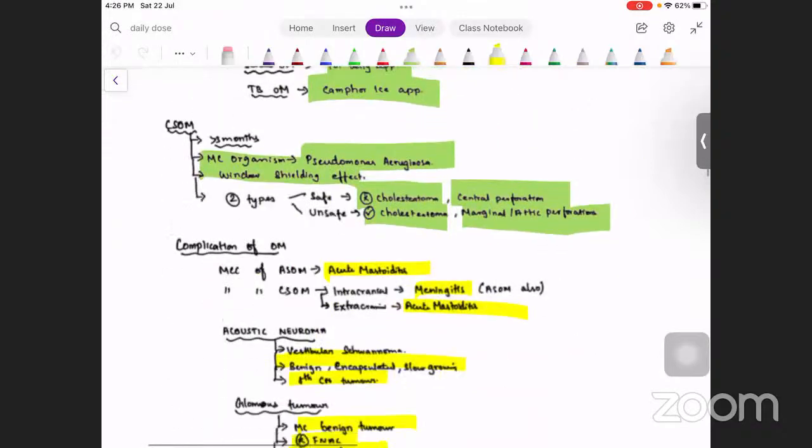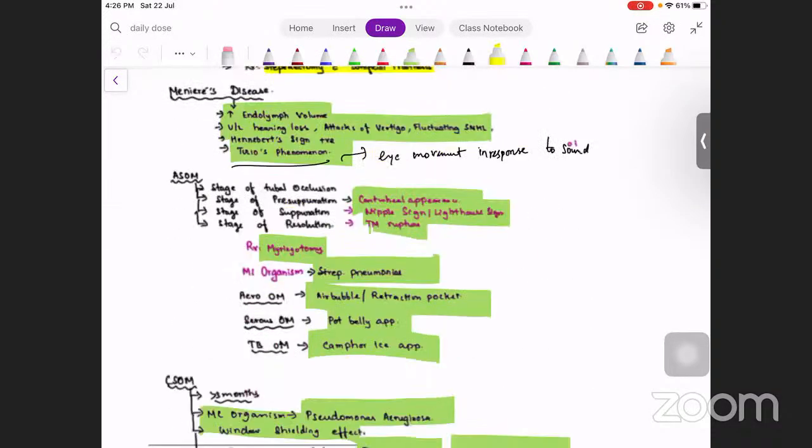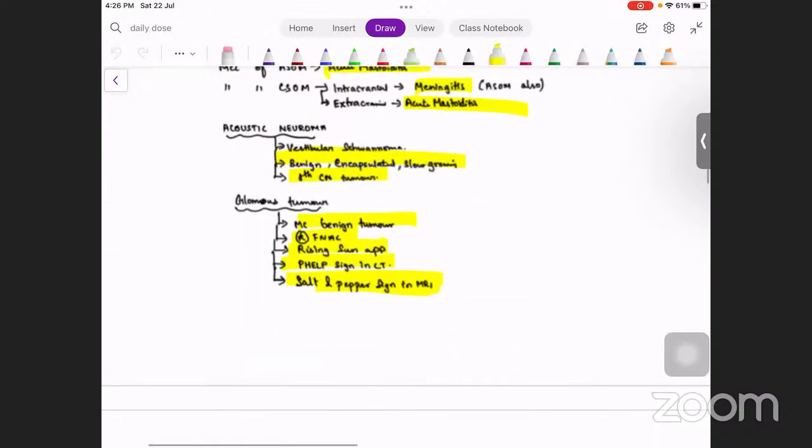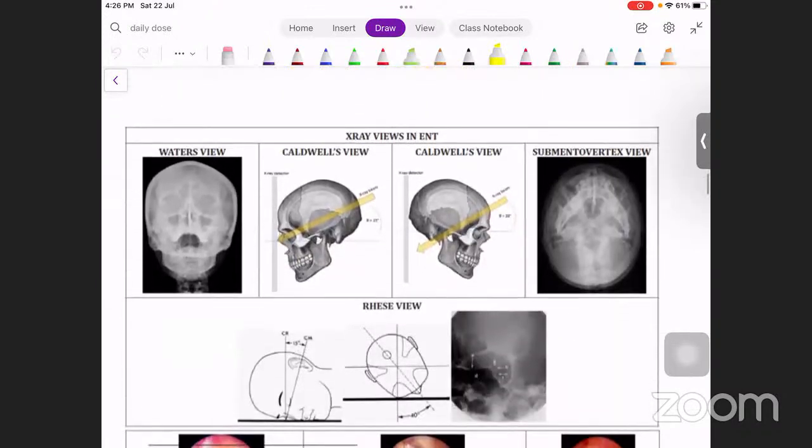So these are the diseases associated with the ENT. And anatomy of ENT, test for ENT, and these four will cover the important highlights in the ENT people. You can able to answer 2 to 3 questions in the year if you know these things.